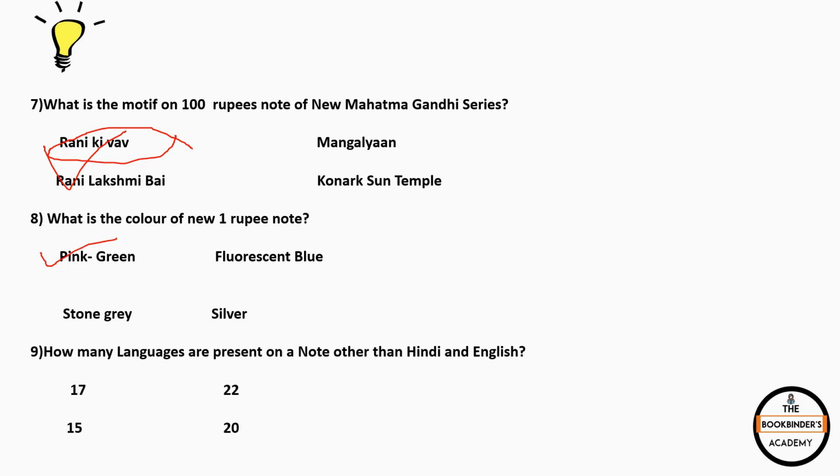Next question. How many languages are present on a note other than Hindi and English? 17, 22, 15, 20. I hope you have answered. Now, there are 17 languages on a note, but if you keep Hindi and English aside, it is 15. So the answer is 15.